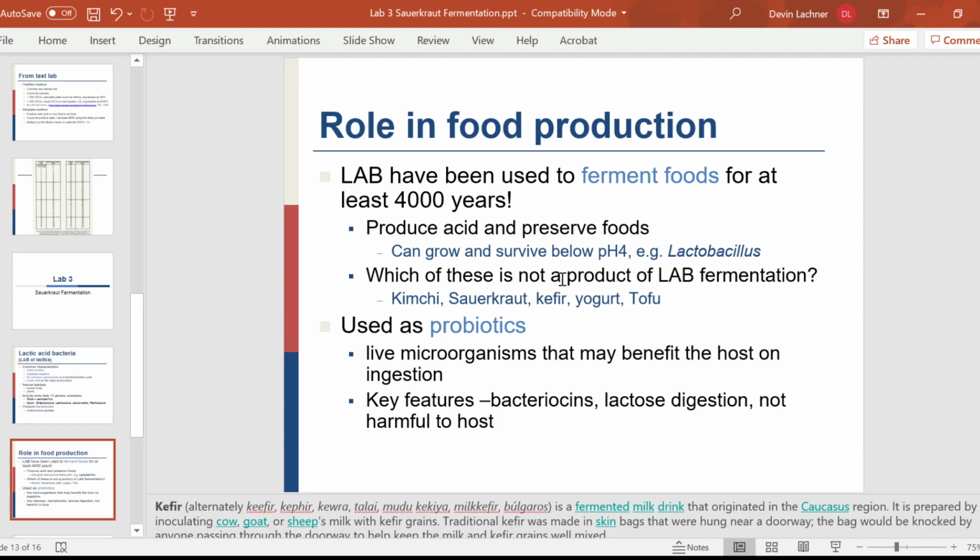Okay, so which of these is not a product of lactic acid bacteria fermentation? Kimchi, sauerkraut, kefir, yogurt, or tofu. And this is a trick question. All of these are going to be produced by lactic acid bacteria, so make sure you know that. And lactic acid bacteria are very beneficial because they're also used as probiotics. They're going to be inside of our digestive system, and they're going to assist in our digestion, okay?